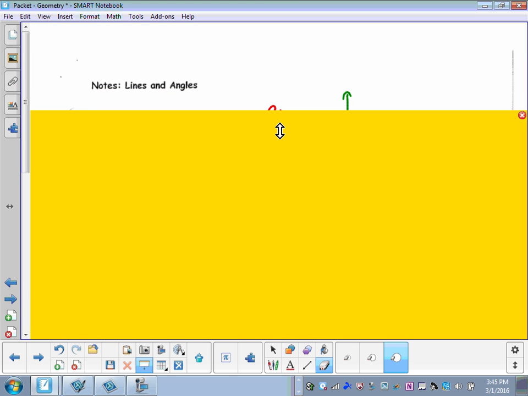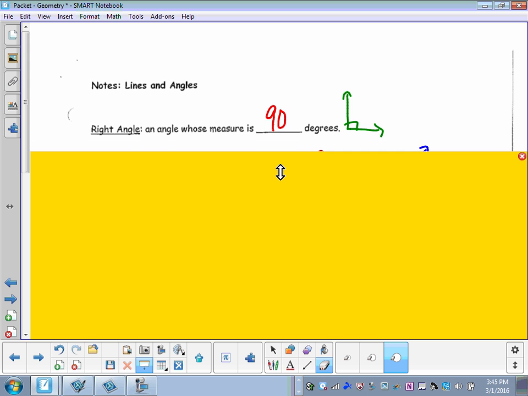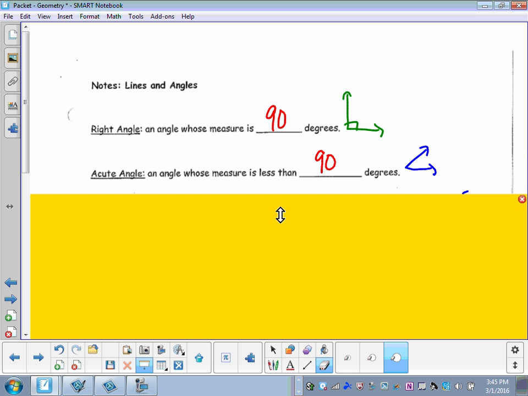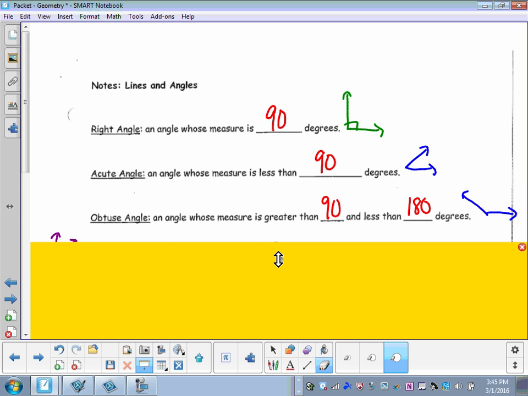So first we'll talk about types of angles. A right angle is an angle whose measure is 90 degrees. An acute angle is an angle whose measure is less than 90 degrees. And an obtuse angle is an angle whose measure is greater than 90 and less than 180 degrees. So these are types of angles.